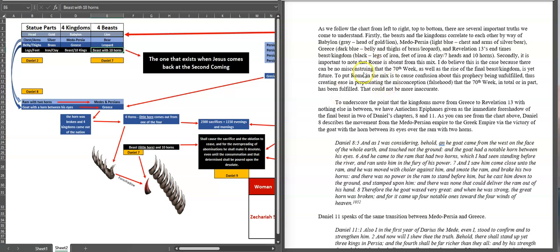So I said, secondly, it's important to note that Rome is absent from this mix. I do believe this is the case because there can be no misconstruing that the 70th week, as well as the rise of the final beast/final kingdom, is yet future. To put Rome in the mix is to cause confusion about this prophecy being unfulfilled, thus creating ease and perpetuating the misconception, or the falsehood, that the 70th week in total or in part has been fulfilled. That could not be more inaccurate.